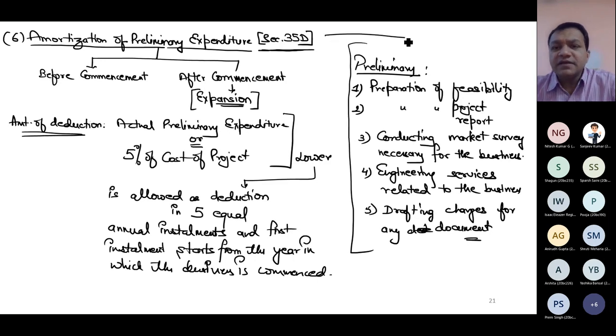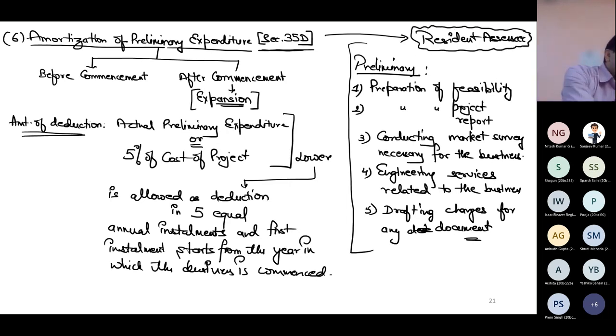And this 35D is allowed to a resident assessee. Resident. In this case, if a non-resident person is a businessman, that person cannot claim section 35D. For this, a resident assessee must be necessary. That's it. This is what section 35D.